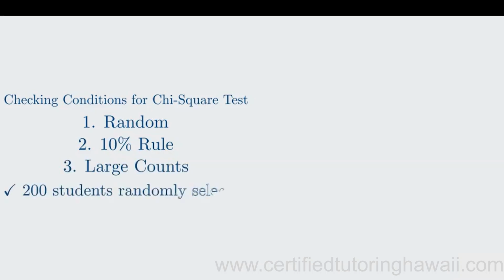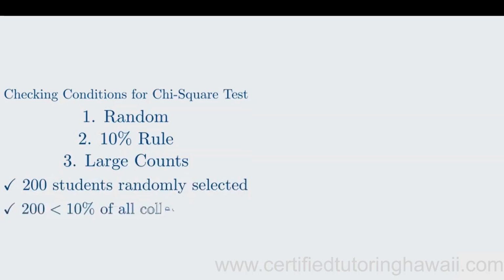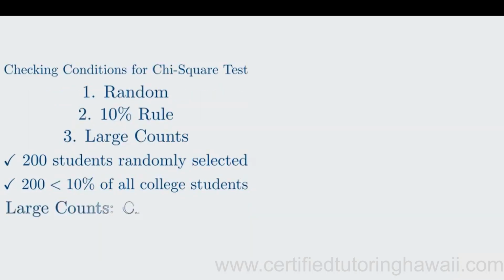First, the problem states that 200 students were randomly selected. This satisfies the random condition. Second, it is safe to assume there are more than 2,000 college students, so the 10% rule is met. Third, we need to check the large counts condition. This requires us to calculate the expected counts for all 9 cells in our table.